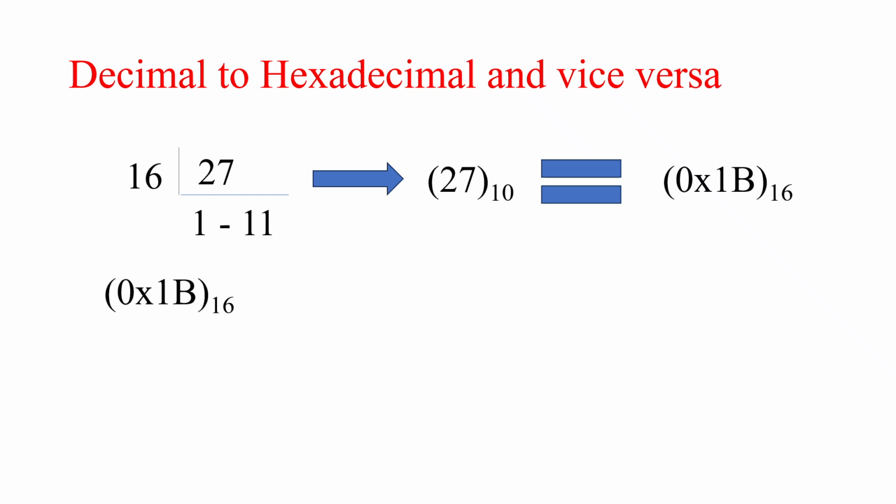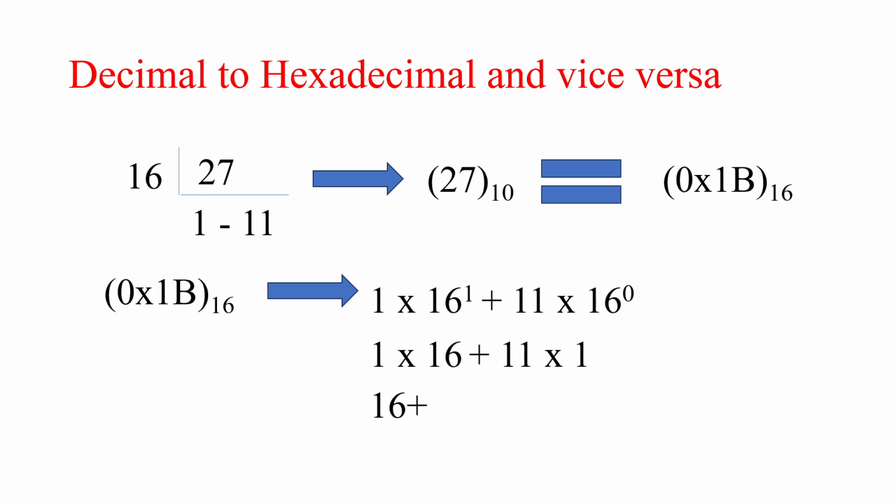Let's convert 0X1B back to decimal. We multiply 1 by 16 raised to the power of 1 and 11 by 16 raised to the power of 0. That gives us 16 plus 11 equals 27. We've successfully converted hexadecimal 1B back to decimal 27.